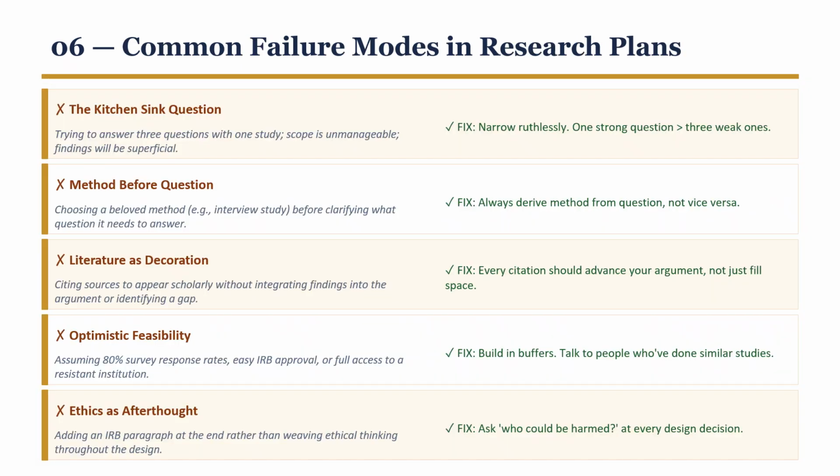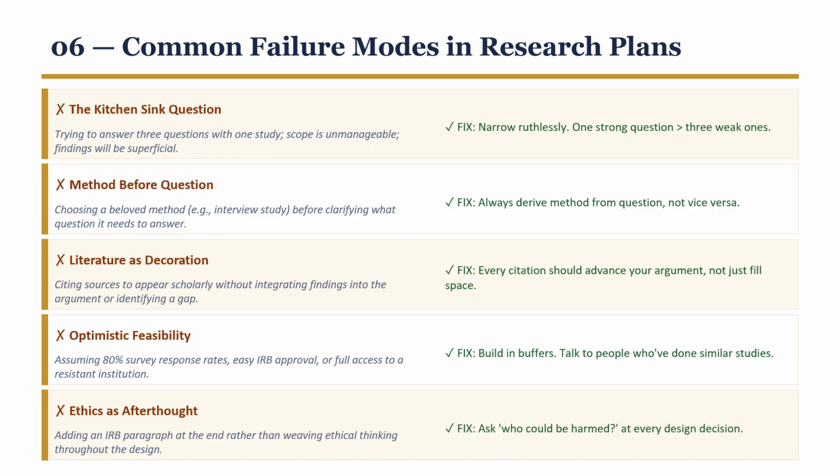So let me give you some common pitfalls of research plans. And then that's something that you can say, well, I won't do that. So the first thing is writing research questions like it's the kitchen sink. We call them the kitchen sink questions. It's one study and you're trying to do way too much. The scope is so large, it's unmanageable, and you really aren't going to find anything that's worth reporting.